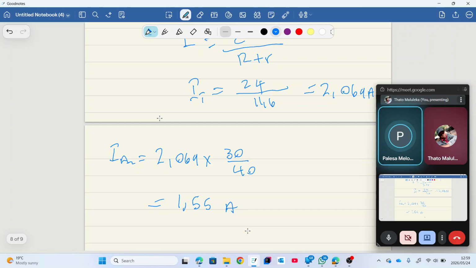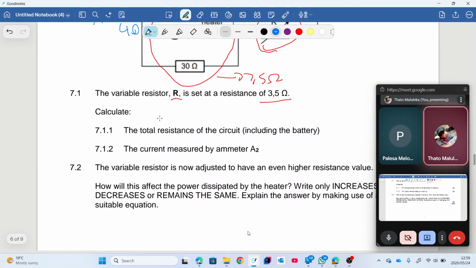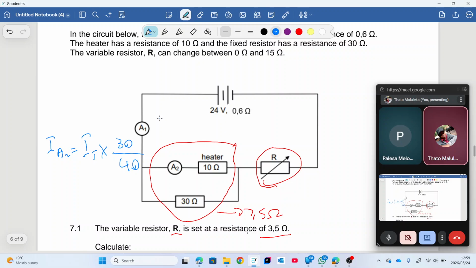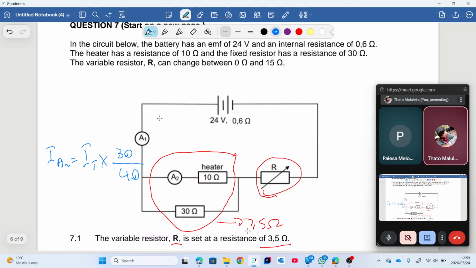Can you please go back up to the diagram? I just want to see that. Okay, can you please explain this again? The I A2 is equal to I total times 30 over 40. Okay. Now, don't be scared to ask again.